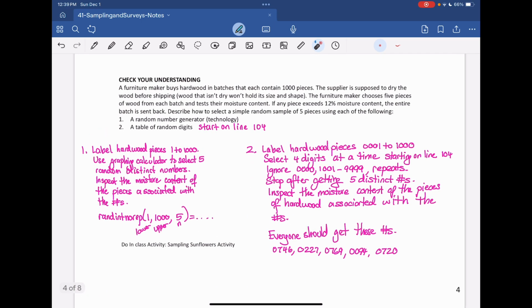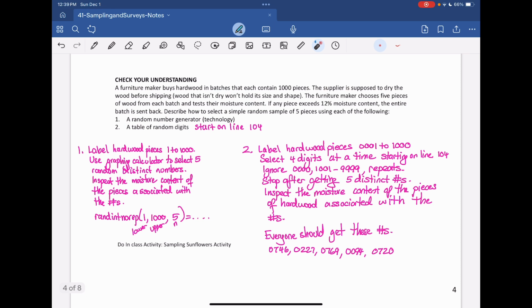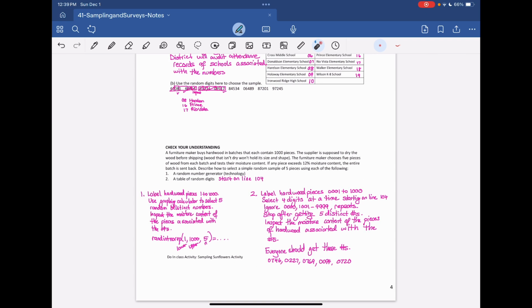To check your understanding is right here. I'm not going to go through this one. You could pause the video here, try it yourself. And notice here for the table of random digits, I said start on line 104. I'm forcing you to start on line 104. I gave you this table in class. So if you want to use the table I gave you in class, you will get the same numbers if you follow this rule and you start on 104. If you start on any random number line, you're not going to get the same digits.